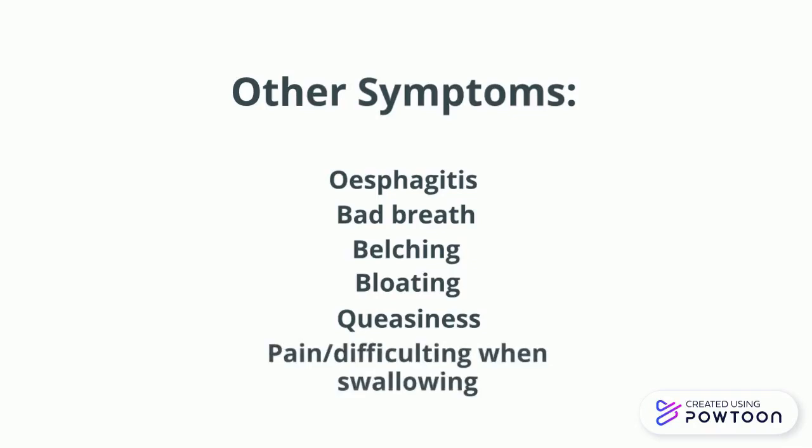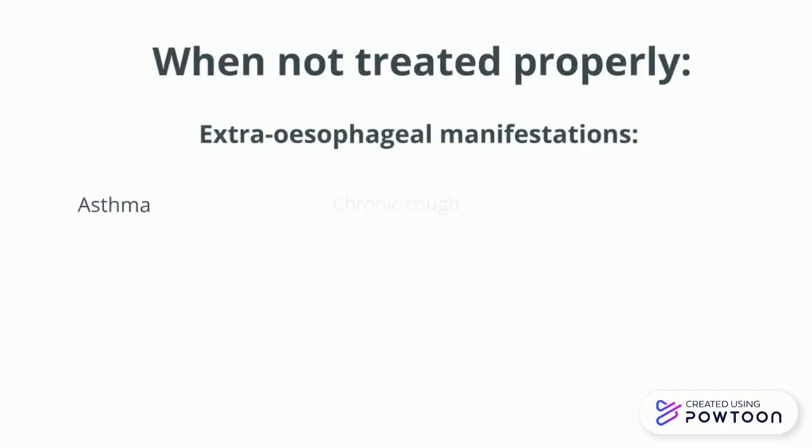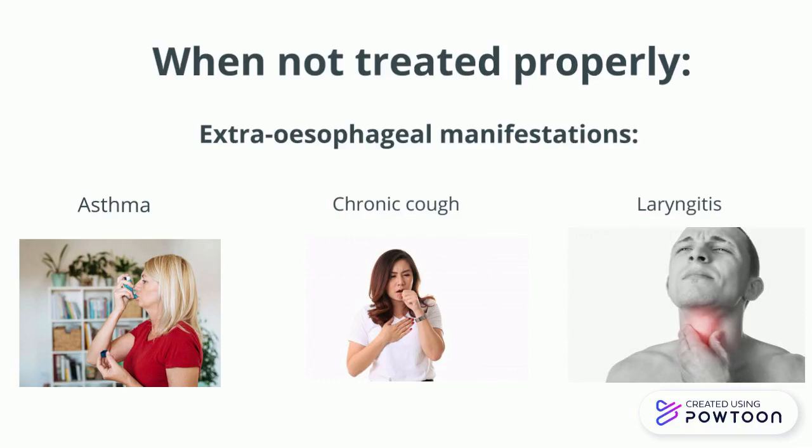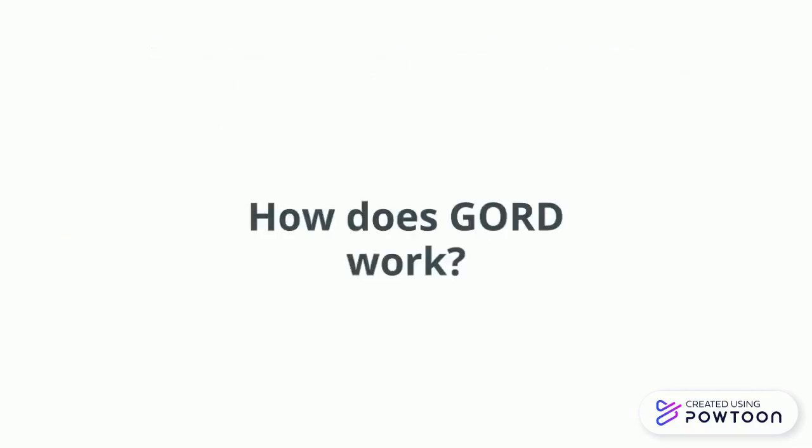or difficulty when swallowing. If not treated properly, GORD can often contribute to the extraesophageal manifestations such as asthma, chronic cough, and laryngitis, or inflammation of the larynx. Not to worry though, we'll get to treatments later in the video. But first, let's understand how GORD works with a little bit of anatomy.